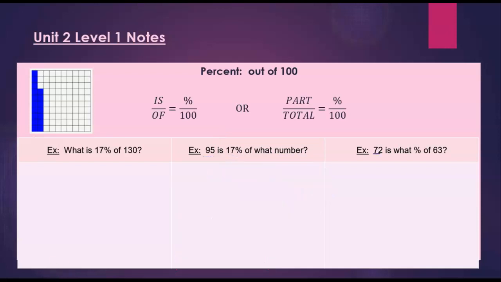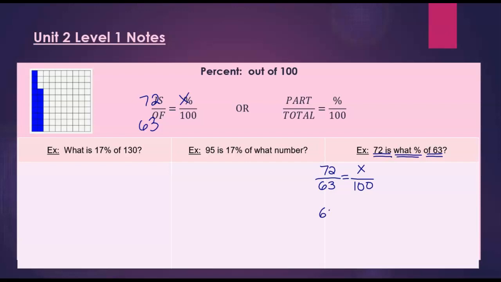Our last example: 72 is what percent of 63? Well, 72 is the part out of 63, and I'm looking for the percent. So it's kind of weird that 72 squares out of 63, that's more than the total. So out of 100 squares, that percent is going to be over 100 as well.